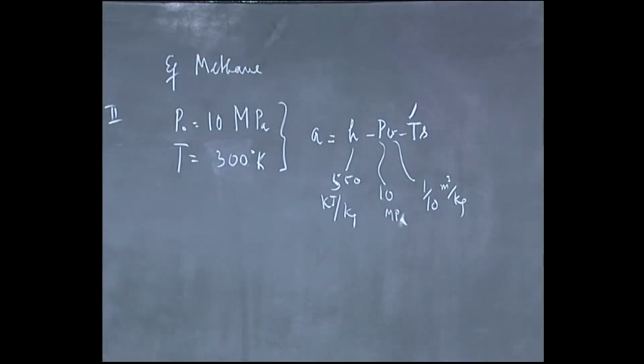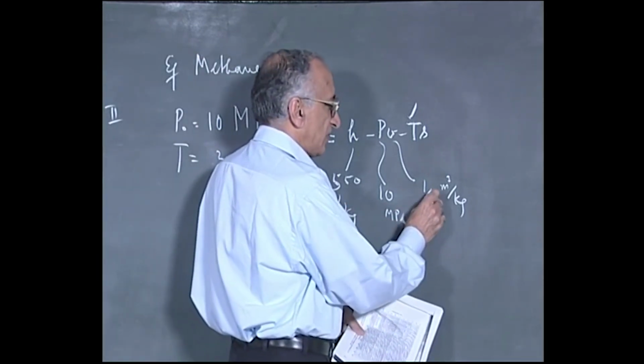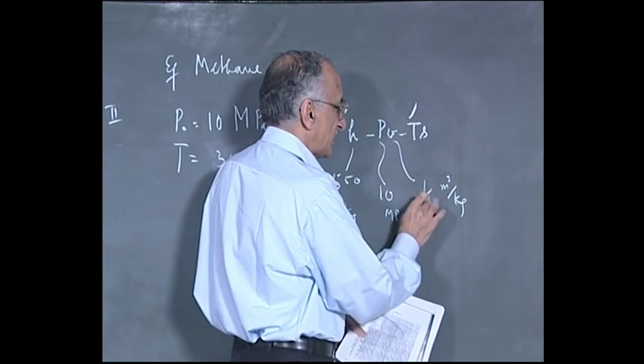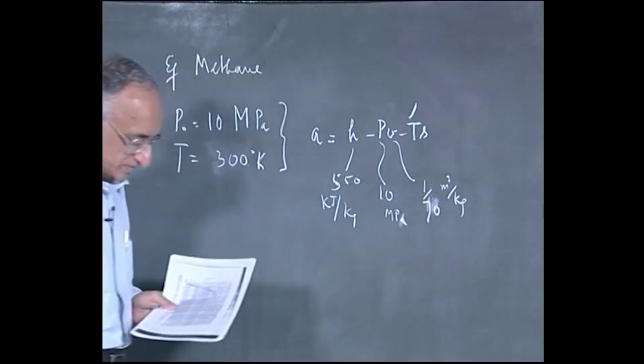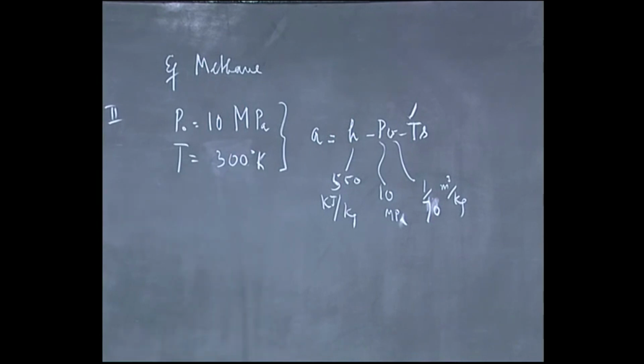I am reading numbers approximately, you read them more carefully, and normally the PV product is negligible compared to H. So H minus PV, H and U can be equated for most purposes, and then you have TS. S you can read here, what is the value of S that you get here? 17 is it? This one? 17? 70, sorry. Oh, it is much higher, yeah, right, okay.